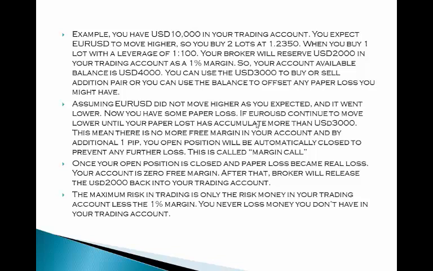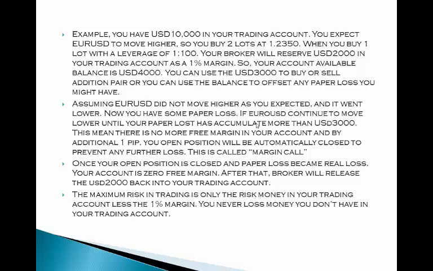Okay, so the example I talked about just now: you have $10,000 in your trading account, and if you expect the euro dollar to move higher, you buy 2 lots at 1.2350. With a leverage of 1:100, your broker will reserve $2,000 in your trading account. They put it aside as a good faith money, as a 1% margin, right? So your account balance, which is the free margin, becomes 3,000.